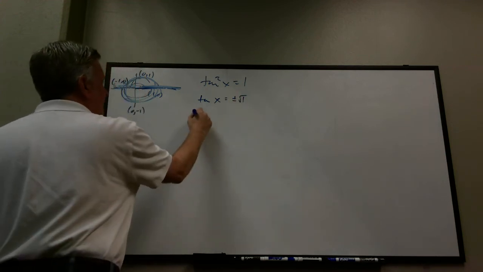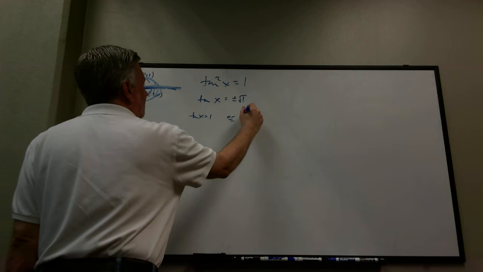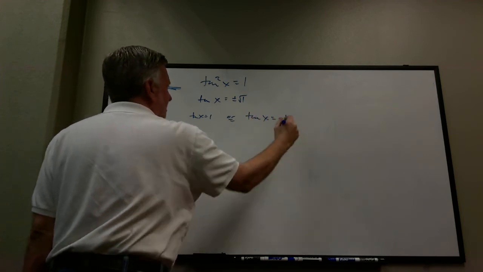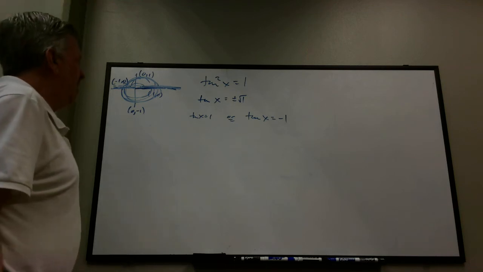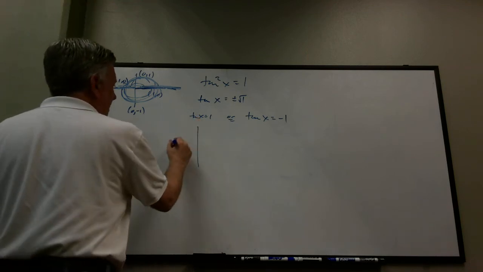And so what do we have? We have tan of x is 1 or tangent of x is negative 1. So there's two little equations we have to solve here. Okay, well, where's tangent equal to 1?